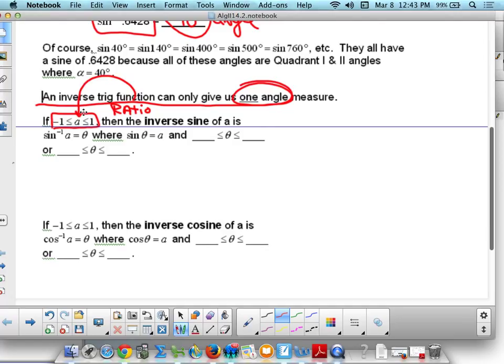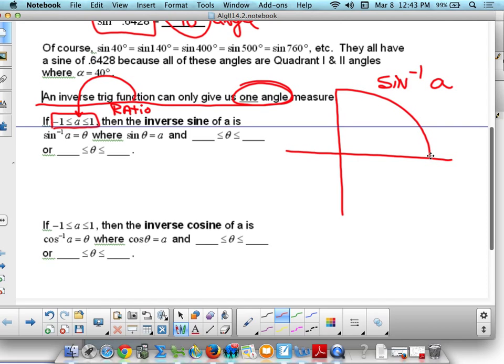I'm just going to show you, I'm not going to read all that to you, it's going to be this. You might want to write this. If I plug in inverse sine of a, all positive ratios will end up there, all negative ratios will end up here. Okay? So guys, when you plug in 0.6428, you ended up here at 40 degrees. If you would have plugged in negative 0.6428, you would have ended up where? Negative 40. Negative 40, exactly.